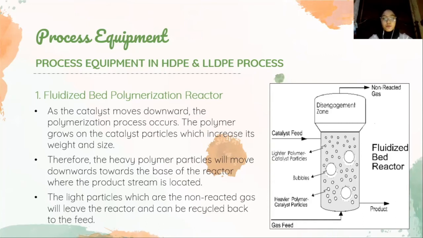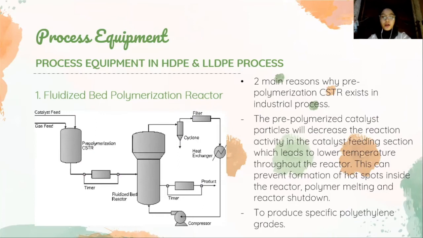Therefore, the heavy polymer particle will move downward toward the base of the reactor where the product stream is located. The light particles, which are the non-reactive gas, will leave the reactor and can be recycled back to the feed. There are two main reasons why the pre-polymerization CSTR exists in the industrial process.